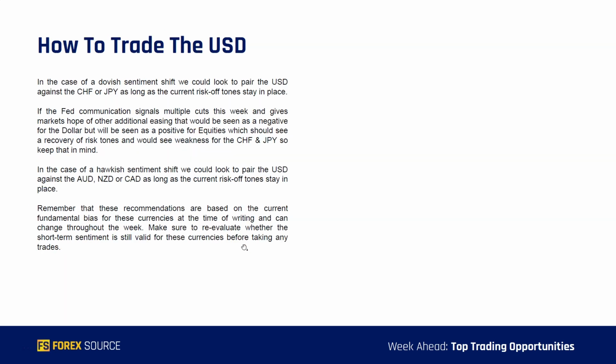Then, looking at how to trade the US dollar, in the case of a dovish sentiment shift, we could look to pair the US dollar against the Swiss or the yen as long as the current risk sentiment stays in place. If the Fed communication signals multiple cuts this week and gives markets hope of other additional easing, that would be seen as a negative for the dollar, but it would be seen as a positive for equities, which should see a recovery of risk tones and would see weakness for the Swiss and the yen. So just do keep that in mind for pairing the US against those two.